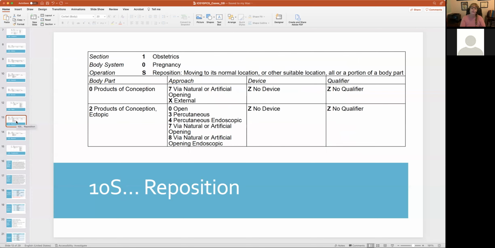All right, next we have repositioning. Moving to its normal location or other suitable location, all or a portion of a body part. Now, our body parts are products of conception, right? So this may be the physician repositioning a baby in utero so the baby can be born vaginally head first like they're supposed to. It may be repositioning a shoulder or something else.